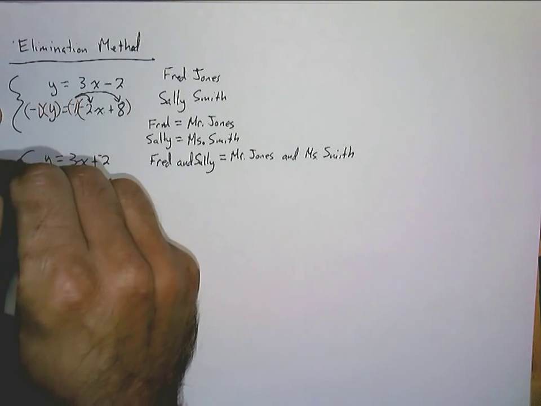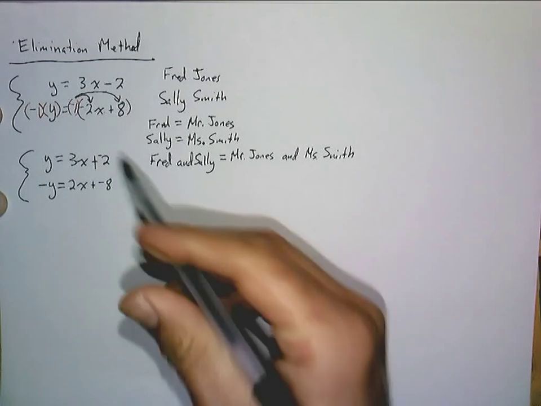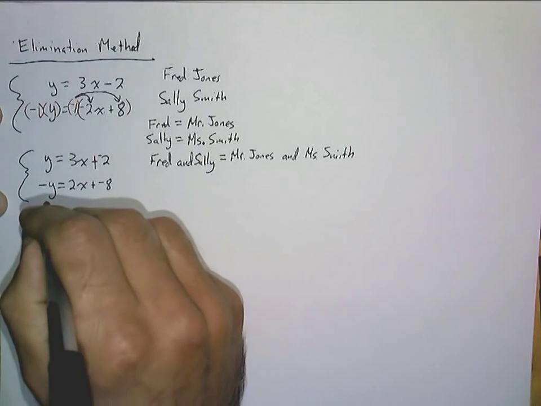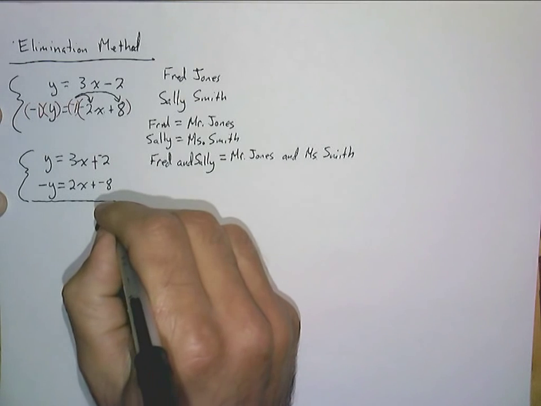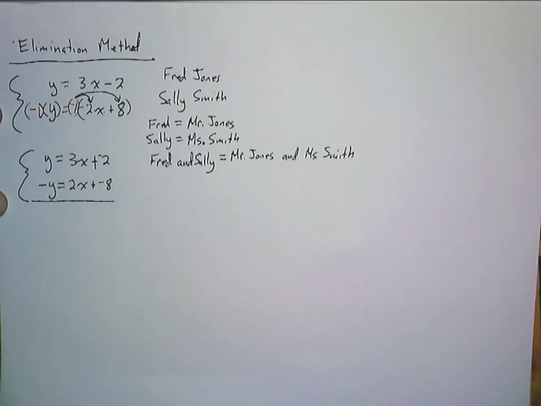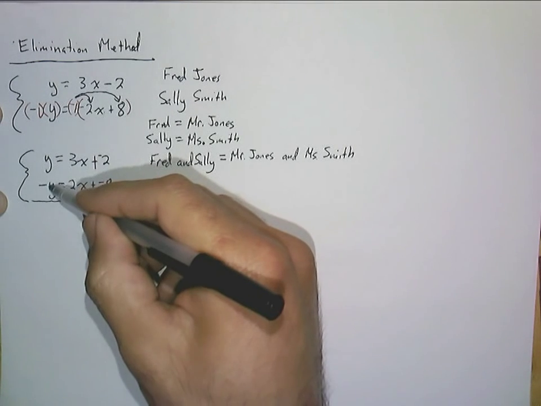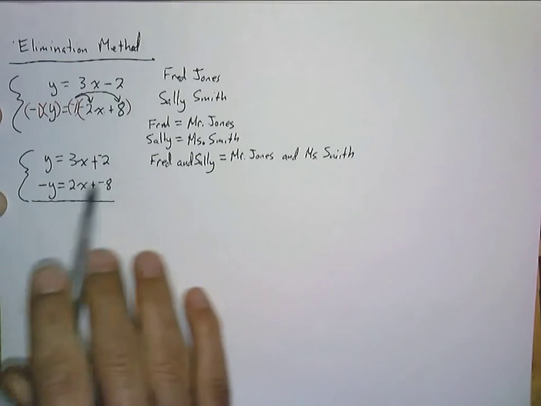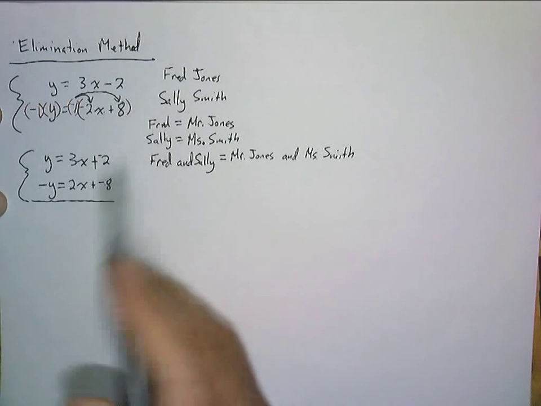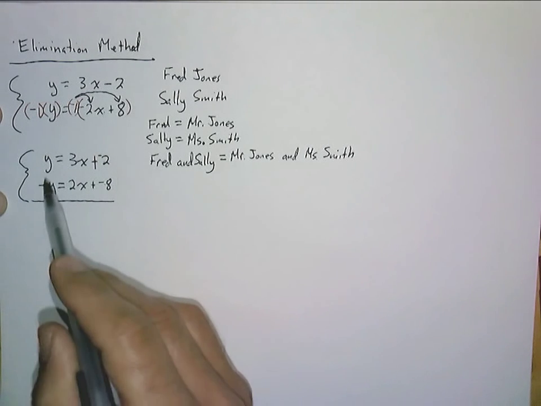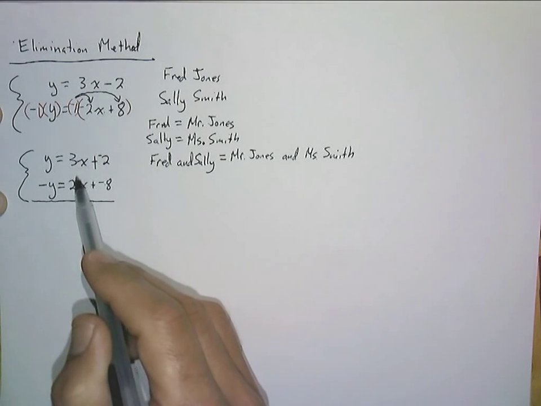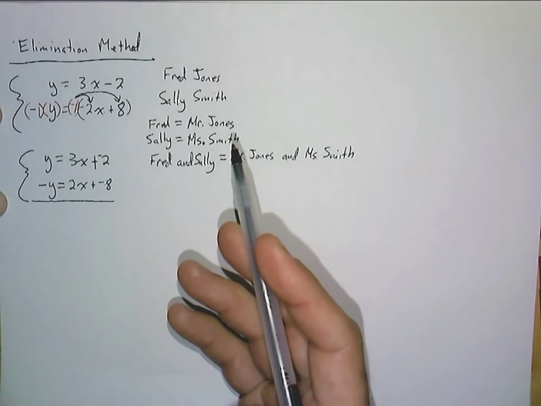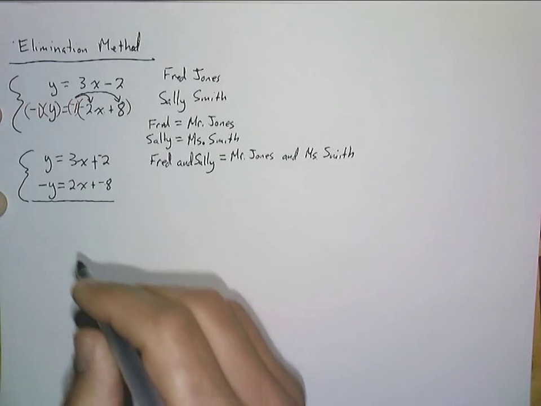So here's our new system. But it's not really a new system, it's the exact same system, just written a slightly different way. But now we're just going to add the two equations together. Well, really we're going to add the left-hand sides of the equations, and we're going to add the right-hand sides of the equations. Really what you need is just the y's on top of the y's, the x's on top of the x's, and the constants on top of the constants. And then we get to combine the like terms all at the same time.